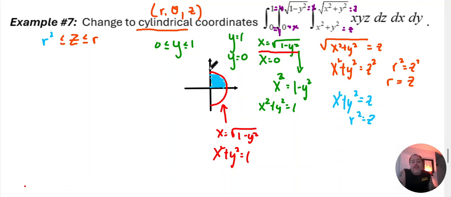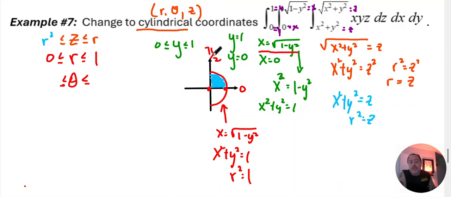Going back to the equation we've been using, we get that r squared is equal to 1. So when we're looking at what's going on with our r, our lowest r is going to be 0, and then the largest is actually going to be 1, the equation right here of 1. And then theta, because we're only looking at the right-hand side of the circle, and specifically where y is from 0 to 1, we're looking from 0 to pi over 2.